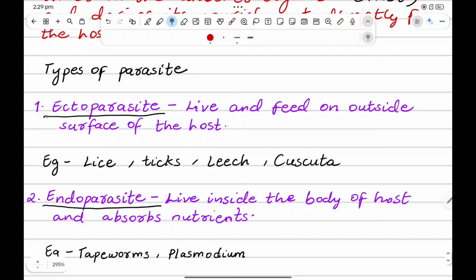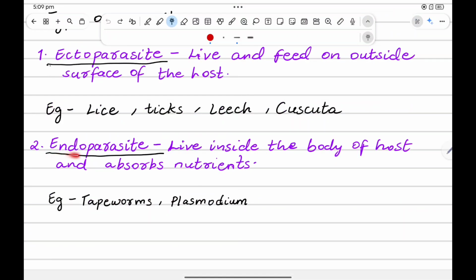Now when it comes to parasites, there are two types of parasites, ectoparasites and endoparasites. First let's discuss ectoparasites. Ecto meaning out. These parasites live outside the host and feed on them. Example, lice on human head, ticks on skin of dog, leech on human skin, cuscuta on green plants. So these are included under ectoparasites.